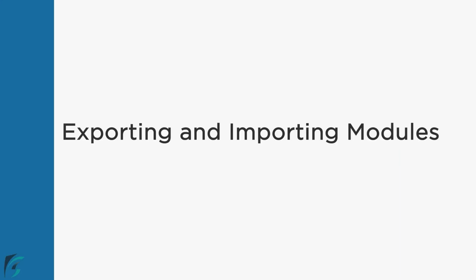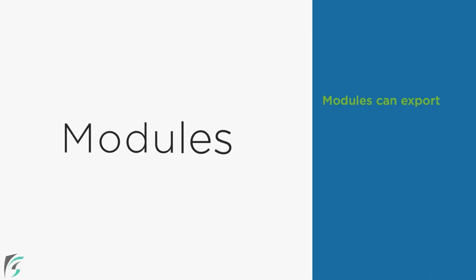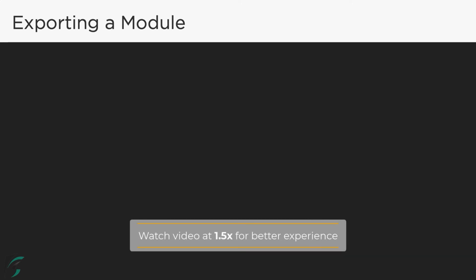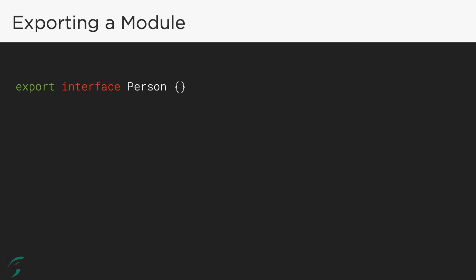Exporting and importing modules. The API exposed by a module is defined by the elements that are exported from the module. Modules can export any of the TypeScript constructs that we have used in this course. It may be functions, interfaces, classes, or even simple variables. Let us see a few syntaxes which we can use to export modules. Let's say there is this Person interface. I can make it available to other modules just by exporting it. Add the export keyword in front of the interface.